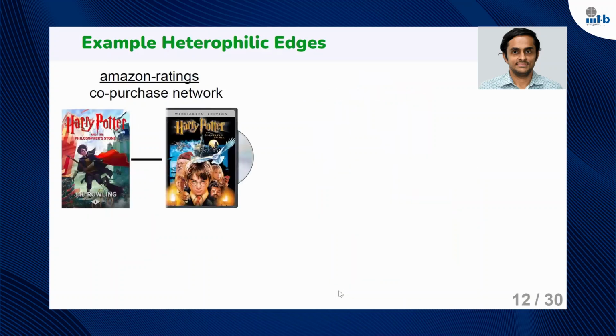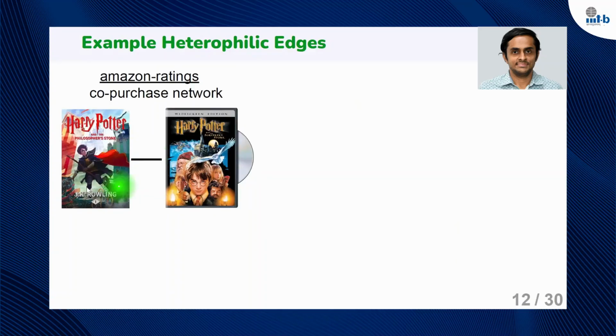So let's look at some heterophilic edges. Now we are going to look at the same data set, the Amazon data set, but viewed from a different lens. Now this is the ratings lens. Previously it was photography. Here it's ratings. Again, it's a co-purchase network. Two items are linked, they have an edge, if they are co-purchased by a user.